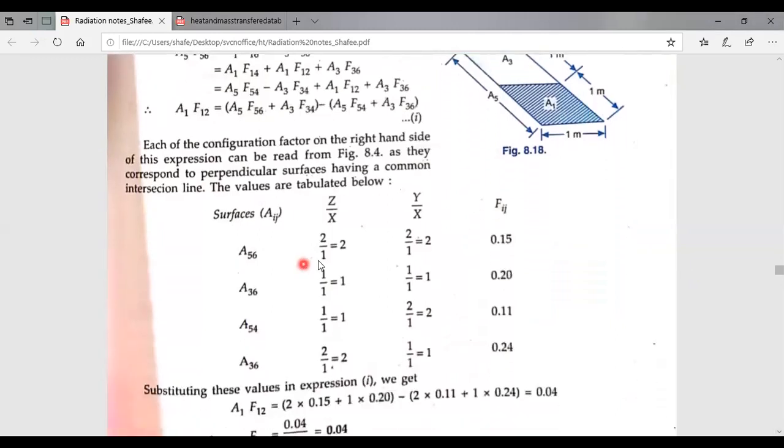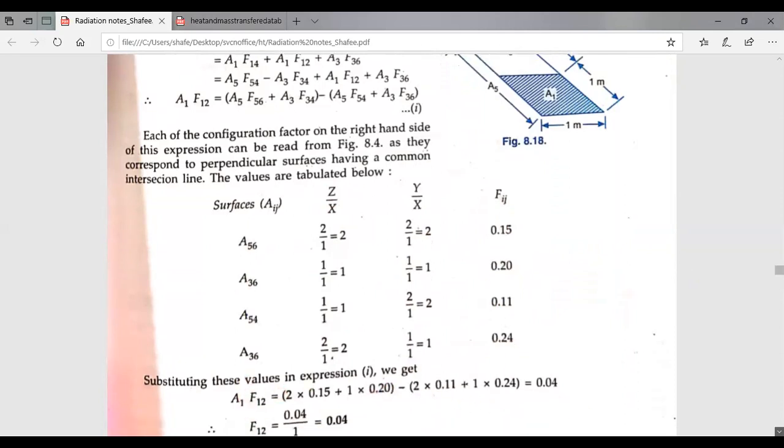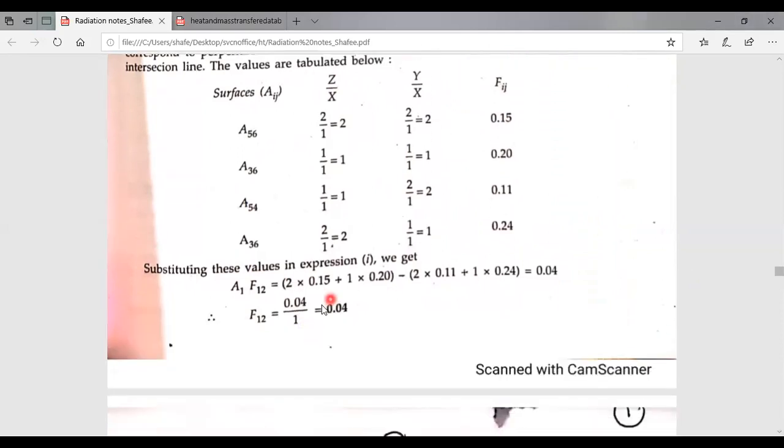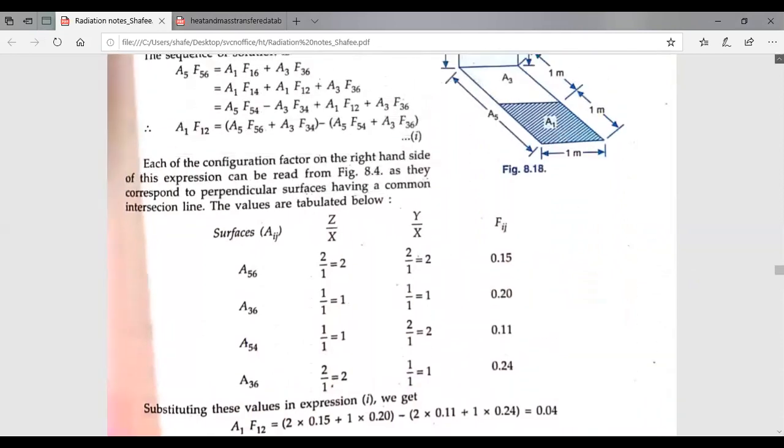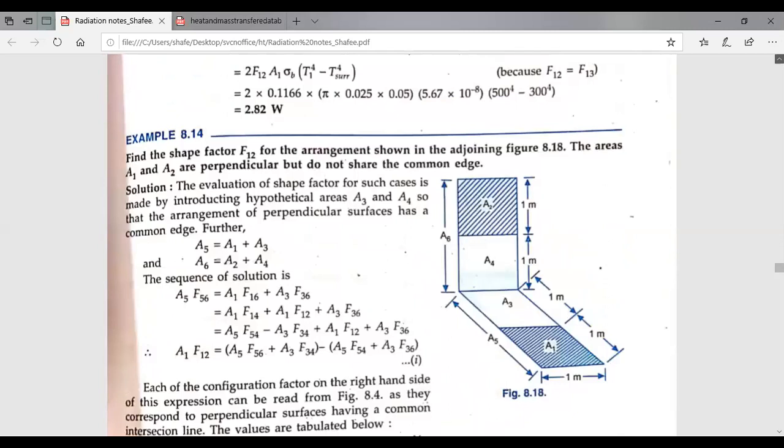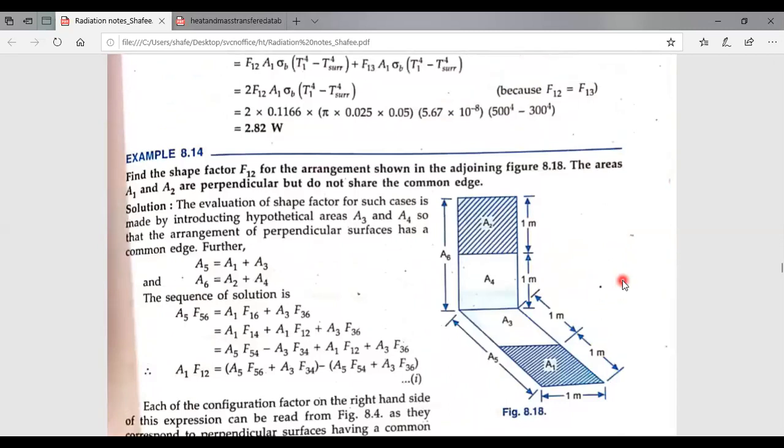Okay, now see here, the same thing. These values I have taken from the chart or table, where F56, F36, F54, F34 are given by 0.15, 0.2, 0.1, 0.2. You just keep everything in that formula. And finally, I'll be getting the shape factor from 1 to 2. It says around 0.04. I hope you understood, and just solve it once again. Then you can easily find out this particular concept of shape factor.